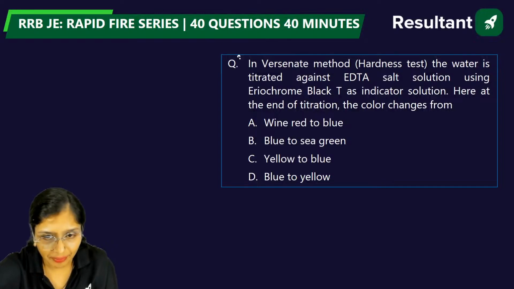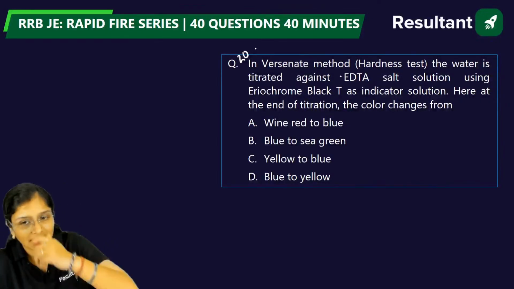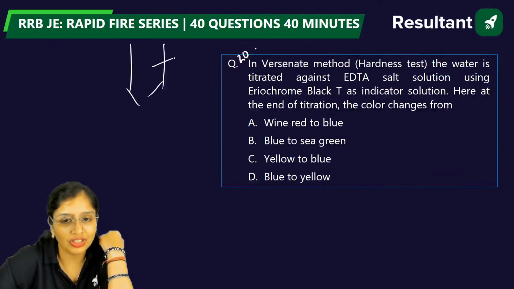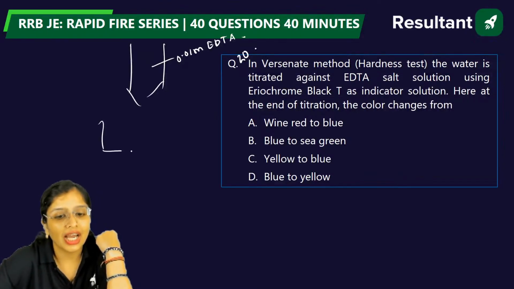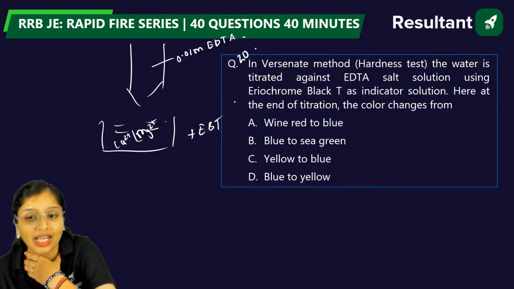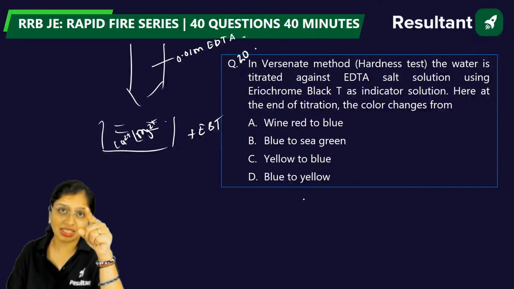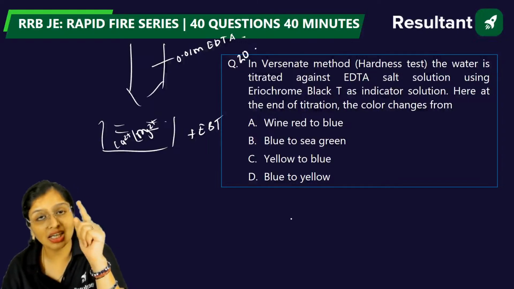Question number 20. In the versenate method, that means when you do the hardness test, the water is titrated against EDTA. That means in the burette you will have 0.01 molar EDTA, ethylene diamine tetraacetic acid, and in the flask the calcium and magnesium multivalent cations will be there, and you will be using EBT as the indicator, that is Eriochrome Black T. At the end of titration, there is a color change. This is a question which has been asked in GATE as well and many other examinations. So what will be the color change?